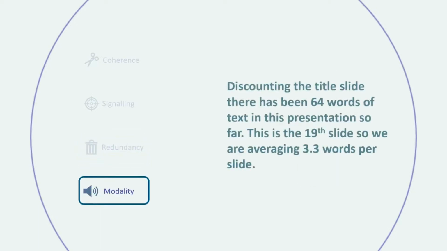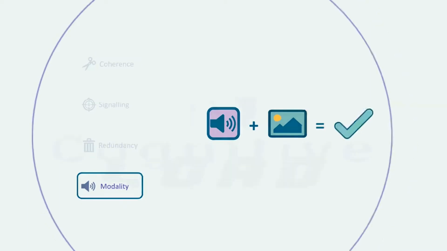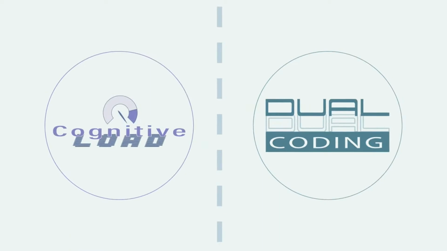And finally, modality, which is the idea that people learn better when words are presented as narration rather than on-screen text. So I'm talking now, it's very difficult for you to read that text and listen to me at the same time. However, it isn't difficult for you to look at this image and understand that when I say auditory narration with a simple image works just right. That's cognitive load in a nutshell.